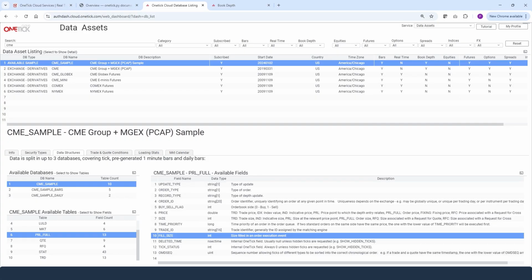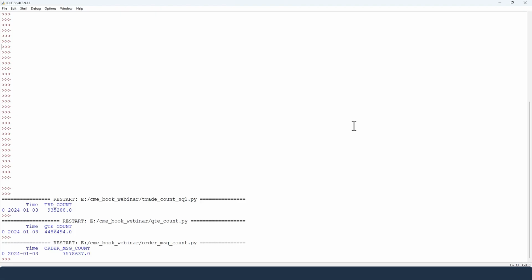Now I'll work through a series of examples, starting with basic data retrieval and then adding more complexity. So starting with level 1 data and then moving to level 3. So let's look at real data, and I'll use the front month S&P 500 mini as it was on the 2nd of January 2024, so ESH24. Now that relates to around 1 million trades, 4.5 million quotes, and nearly 8 million book updates.